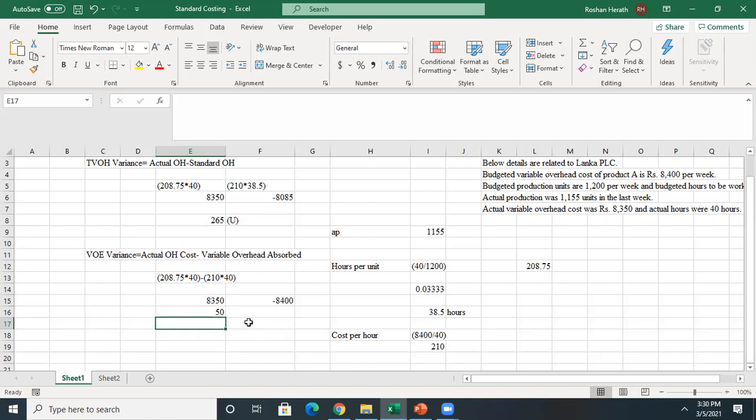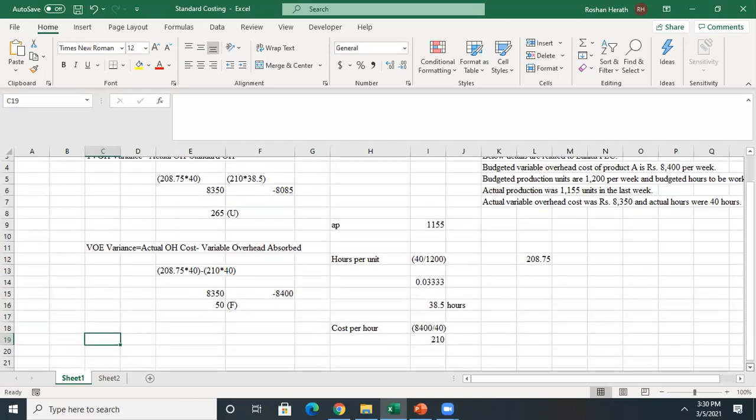It's more or less the common sense that you may have to use. What kind of variance is that? Yeah, it's a favorable one. Yes, very correct, because you can see that the actual cost is less than the expected. So hence it's a favorable one. This is how we get it.